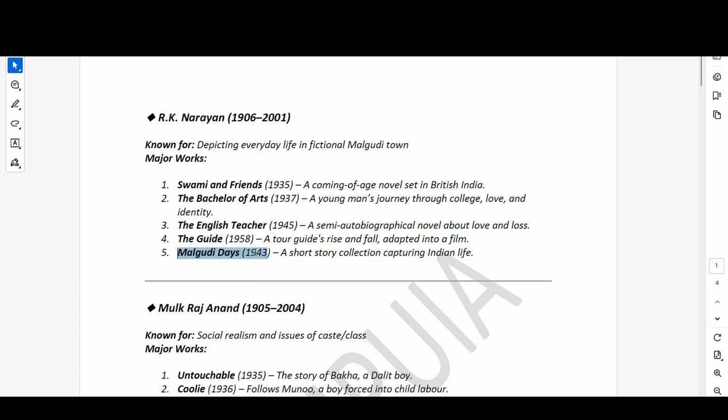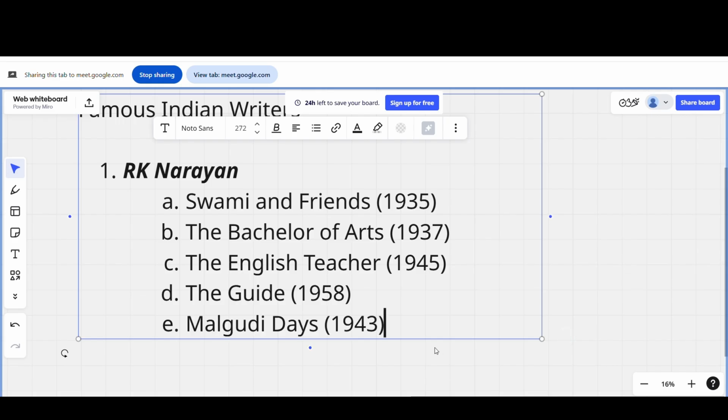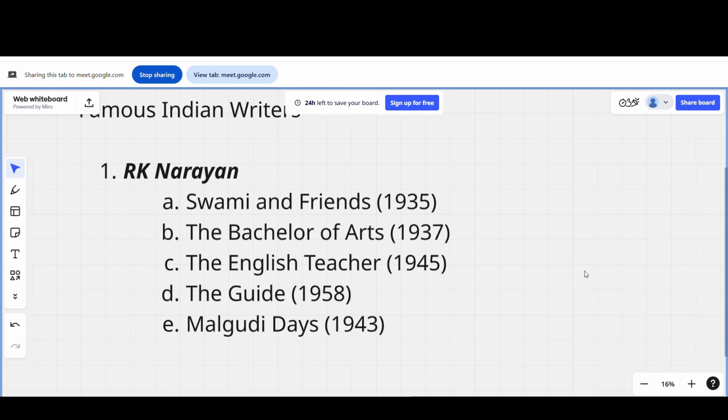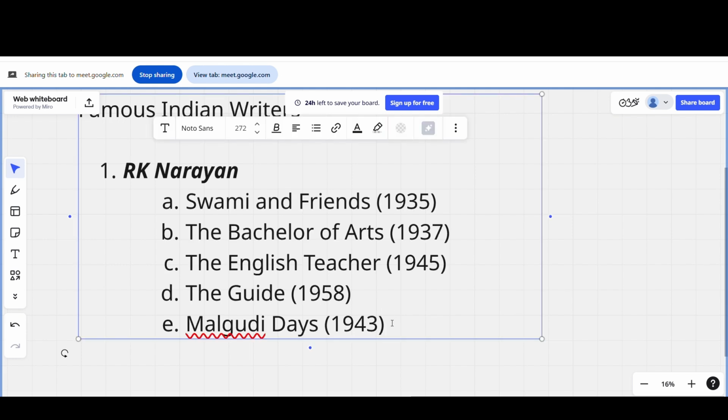Next is Malgudi Days. This is the most popular. Malgudi Days is 1943. So just look at it for 10 seconds. So this will be our tactic: for every writer, at least 3 to 5 works like that with the year of publication. Okay, moving on.